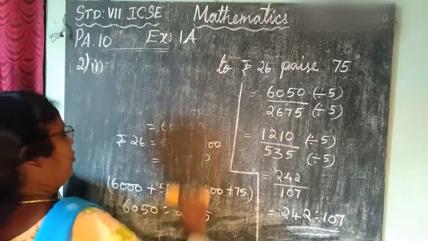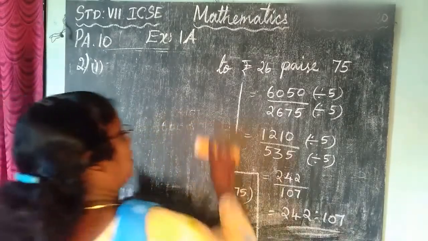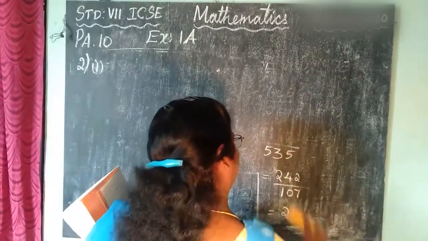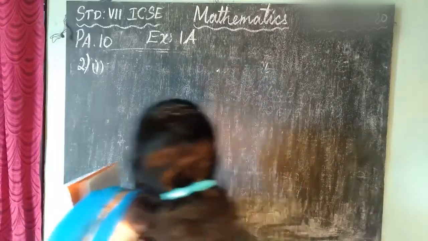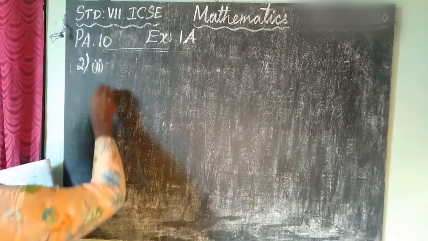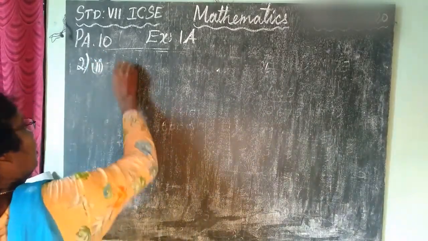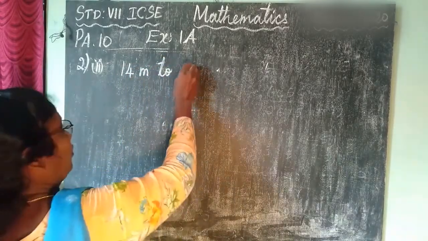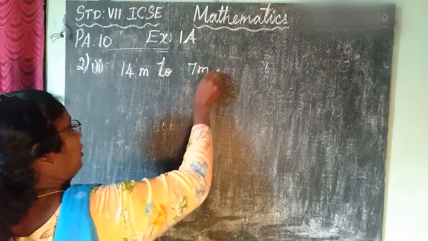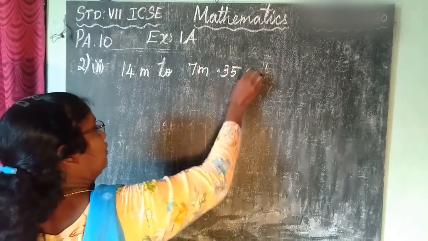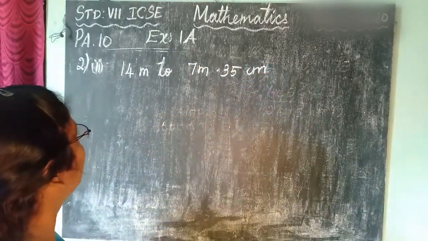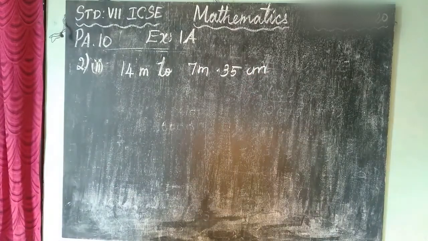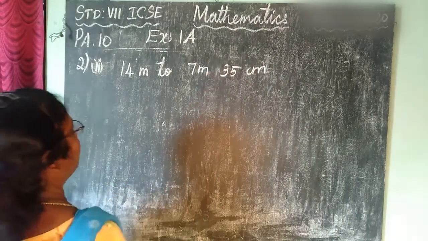Now, one more sum let me do in this. Second sum. Let me do the second option also. What is the second option? 14 meter to 7 meter 35 centimeter. 14 meter to 7 meter 35 centimeter.